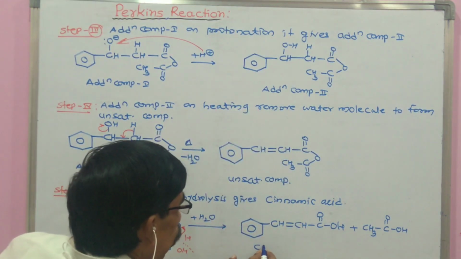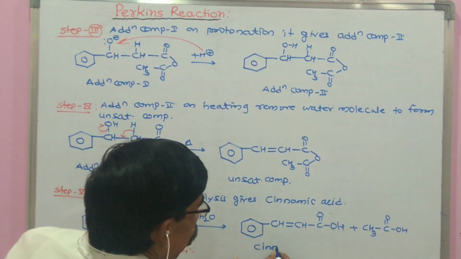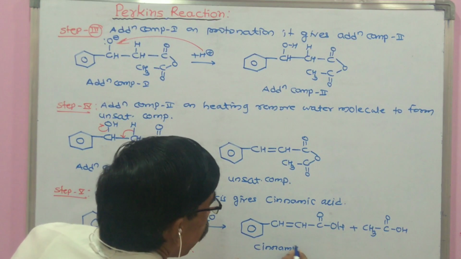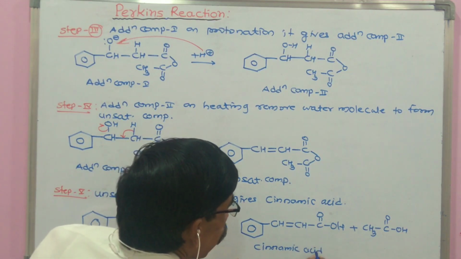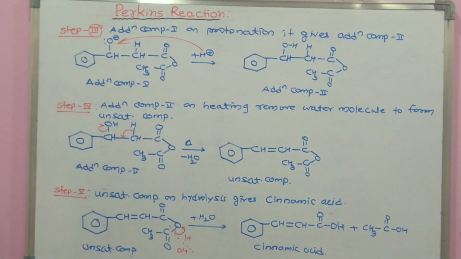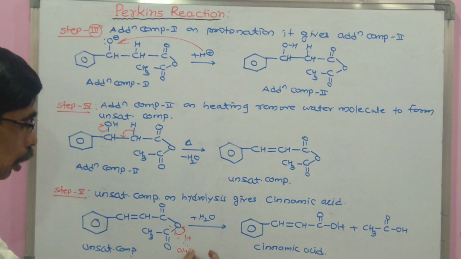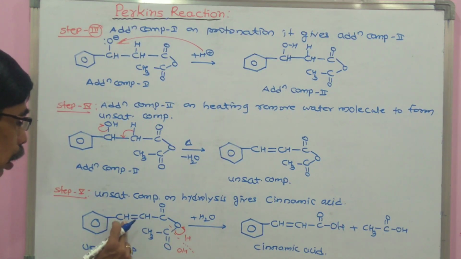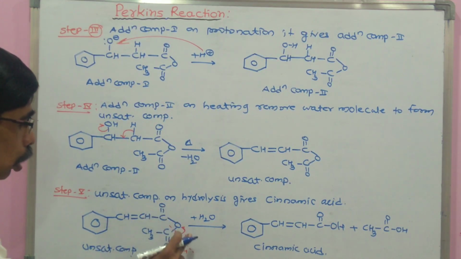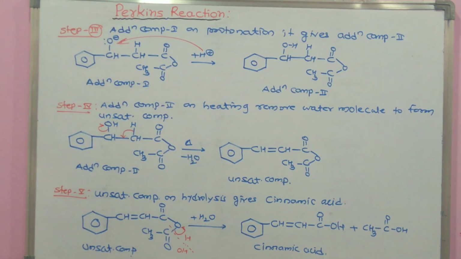This is the cinnamic acid, called an unsaturated acid. So the addition of water takes place in this way: this H, that is CH double bond CH, COOH, this OH, and this CH3COOH. So this is the formation of unsaturated acid. So this reaction is called the Perkin reaction.